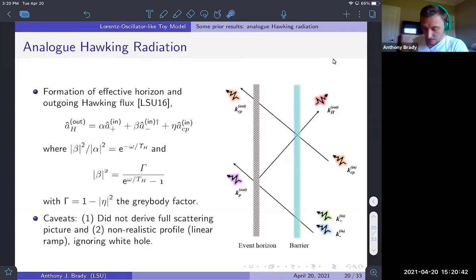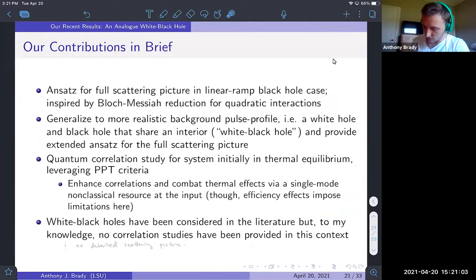The caveats, however, are that they didn't derive the full scattering picture. As I've noted here, this is just a 3-to-1 mode relation: I have 3 in modes and 1 out mode, so they didn't derive the full scattering picture. The second thing is that this is a completely non-realistic profile. They considered a linear ramp and completely ignored the white hole side. And so this is where we step in: we provide an ansatz for the full scattering picture in the linear ramp case. This is inspired by the Bloch-Messiah reduction for quadratic interactions, because I showed the Lagrangian before, didn't mention it, but it's a quadratic Lagrangian, so you can apply this Bloch-Messiah reduction.